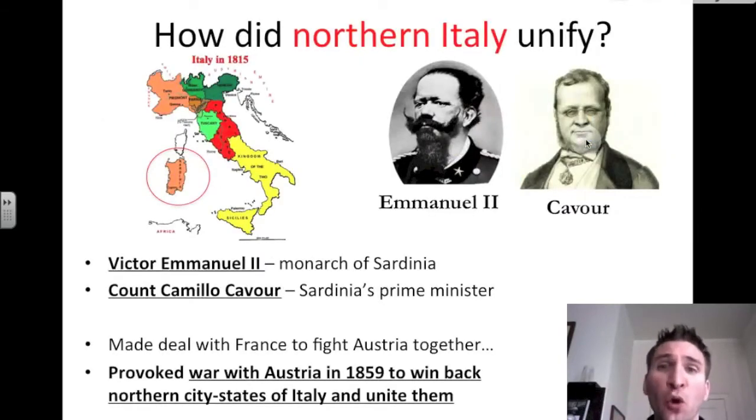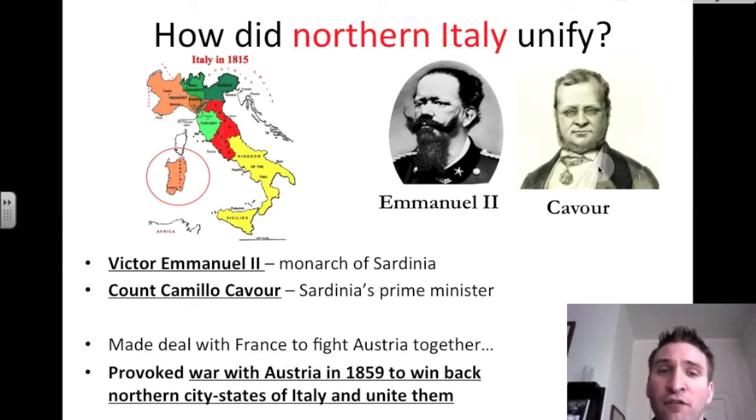Let's start with northern Italy. How does it unify? Well, these 2 men help it do so. Victor Emmanuel II, he is the monarch of Sardinia. Where is Sardinia? It's circled in red here. It is an island off the western coast of Italy in the Mediterranean. And Emmanuel II's right-hand man is Count Camillo Cavour. He is Sardinia's prime minister and chief politician.